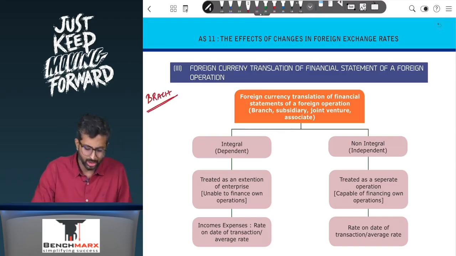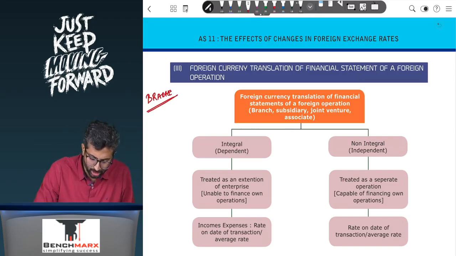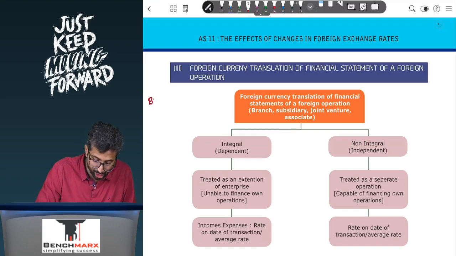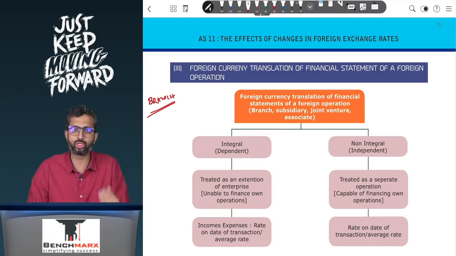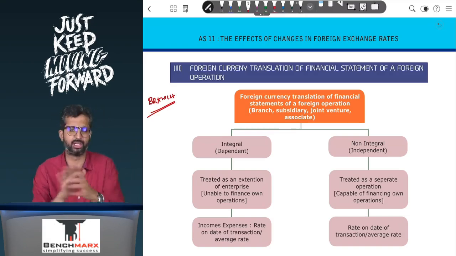Now you will do this at a lot of length when you do the chapter of branches. In branches, there will be a section on foreign branches, and how you convert the trial balance of the foreign branch into your currency. Well, you will have to apply these AS 11 principles.